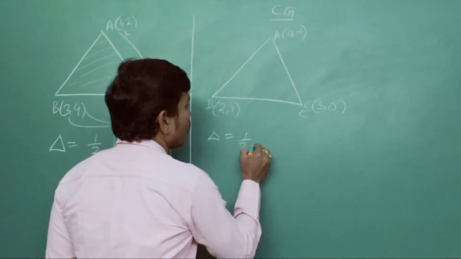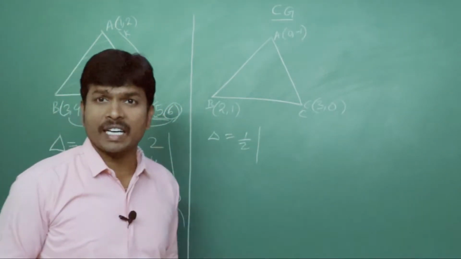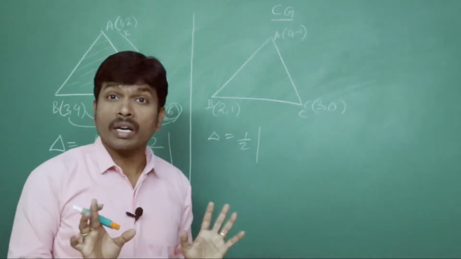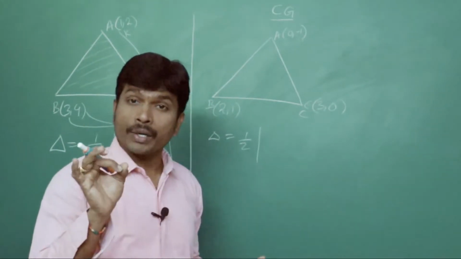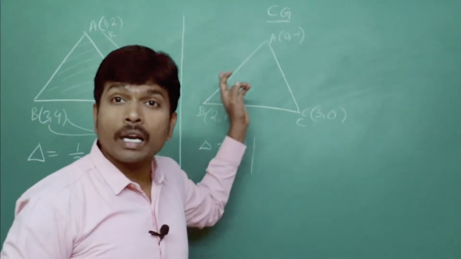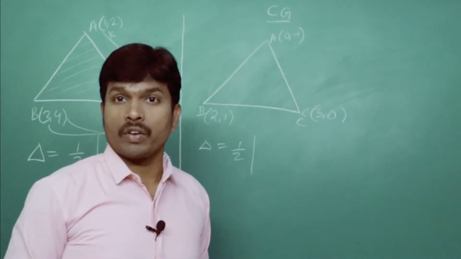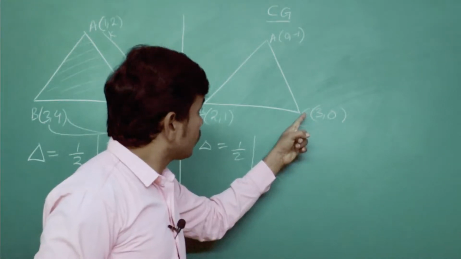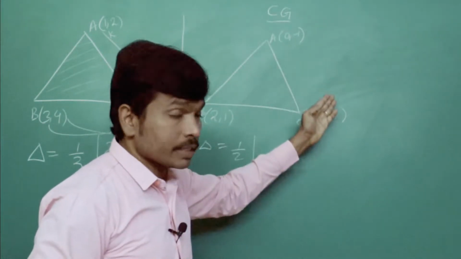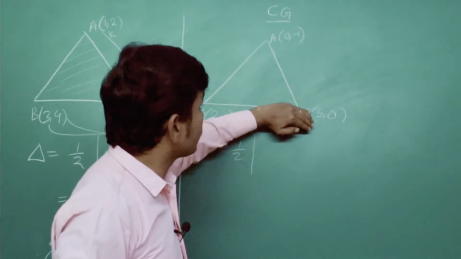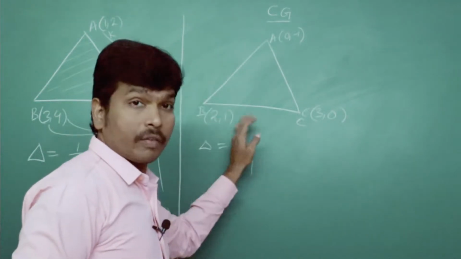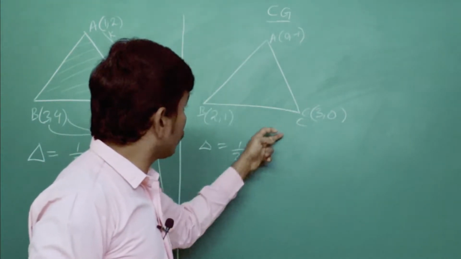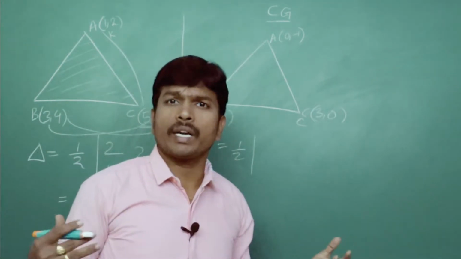Delta is equal to half of... which one will we take as a reference point? You can take this, this, or this, whatever it may be. But you have to go either in the clockwise direction or the anti-clockwise direction. Clockwise means this is the clockwise direction; anti-clockwise means this is the anti-clockwise direction. You have to go through like this or like this. You take any reference point.